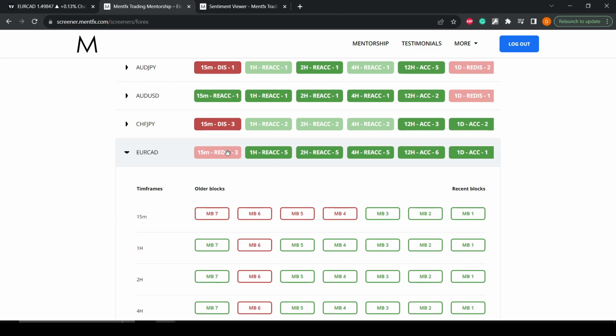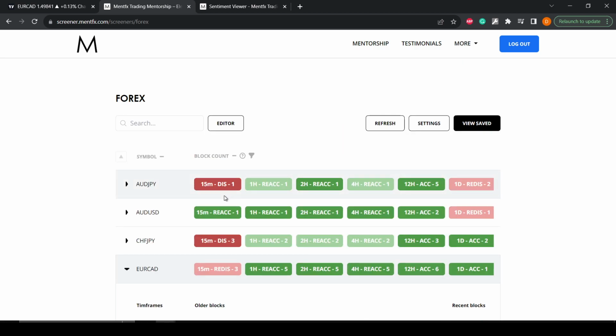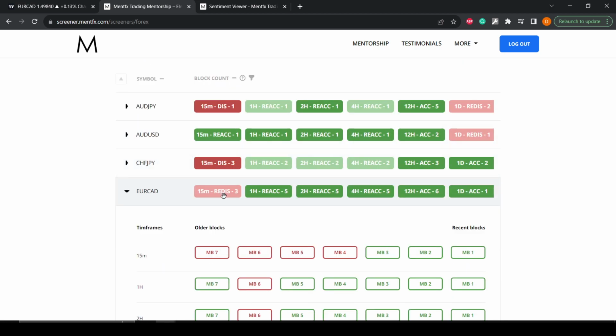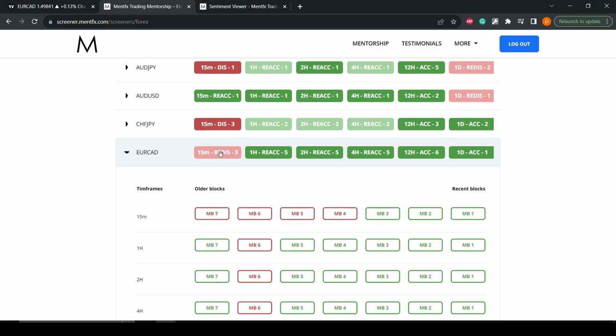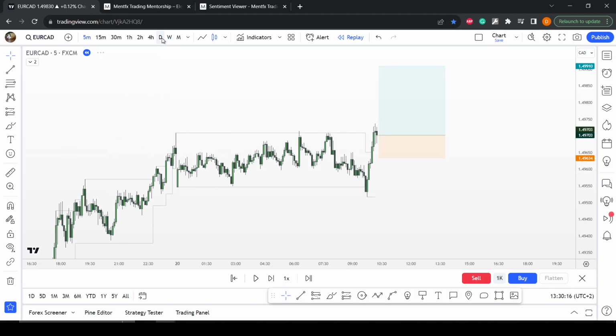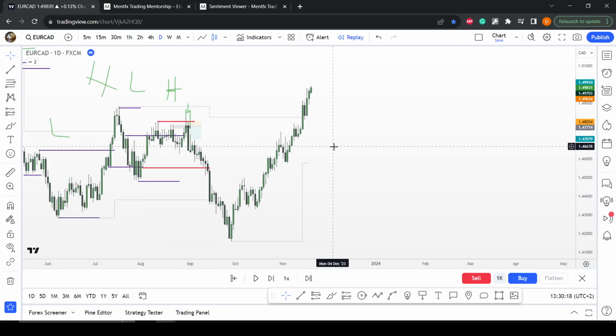15 minutes are only bearish, but maybe they are now, no, they are actually bullish because it's a not confirmed redistribution, and as you can see, last blocks were all bullish. So let's have a look how it looks on daily.